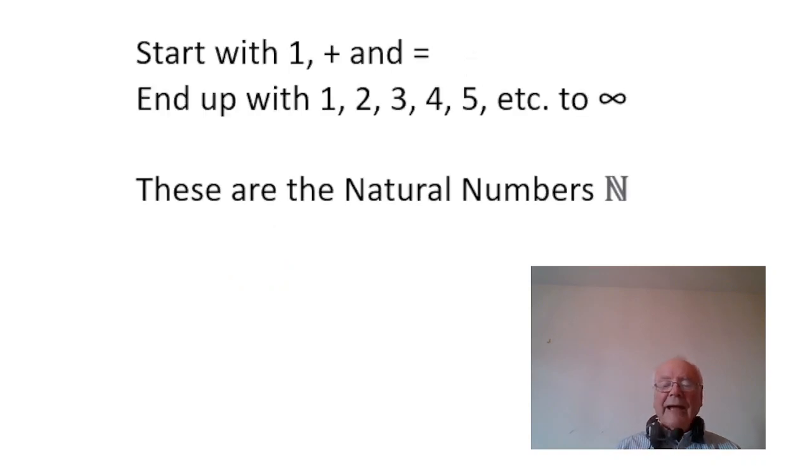And if you carry on adding 1 to 1 and add other numbers in as well, you end up with what they call the natural numbers. These are all the numbers from 1 all the way up to infinity. And in mathematics, they're called natural numbers, and they are represented by this rather funny capital N. It's what they call a double strike, and that represents the natural numbers, 1 to infinity.